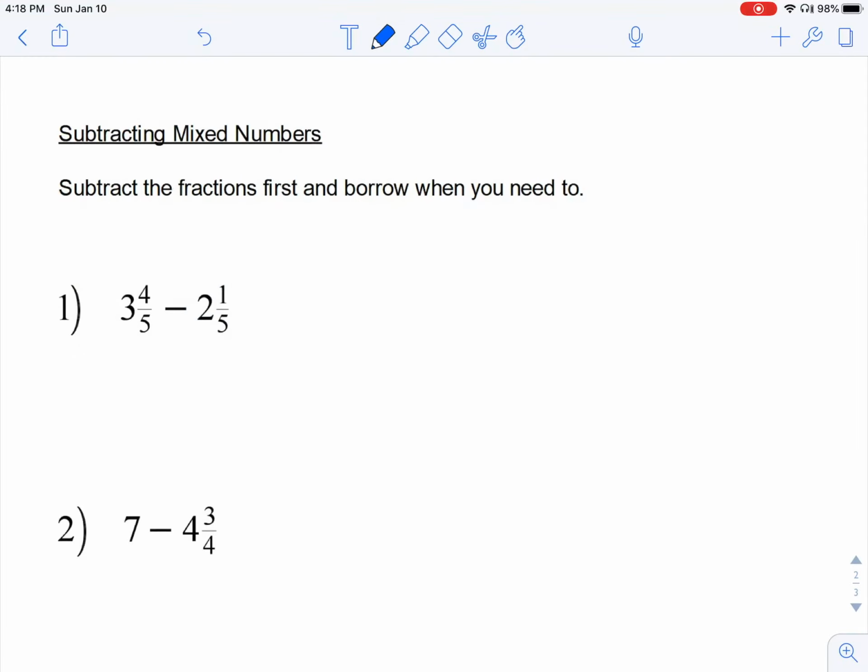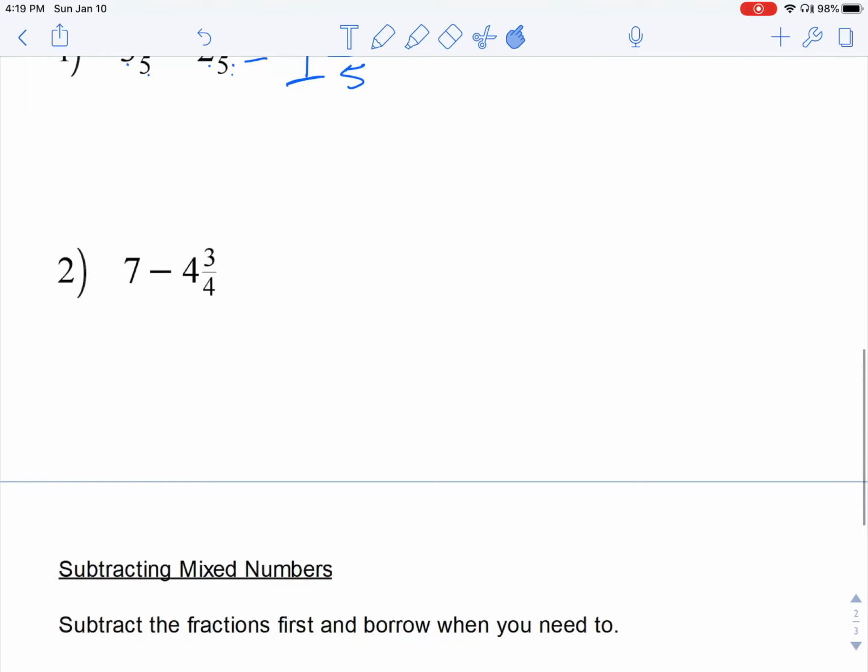Okay. So fractions first, or actually let me read the whole equation. Read it with me, or expression I should say, because it doesn't have an equal sign yet. 3 and 4/5 minus 2 and 1/5. Fractions first. 4/5 minus 1/5, can I do it? Yeah, that's just 3/5. And then 3 minus 2 is 1. So I got 1 and 3/5. Okay, that one wasn't so bad.